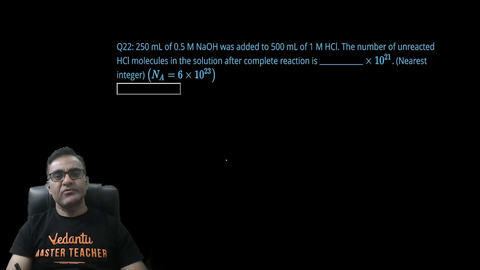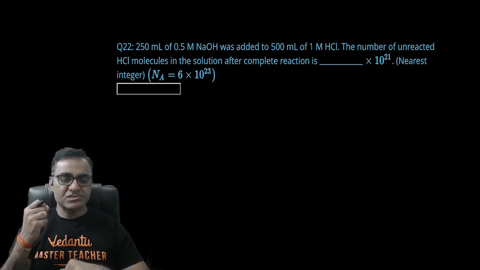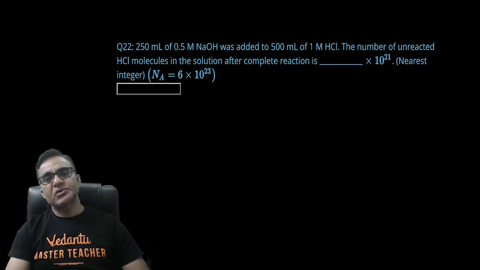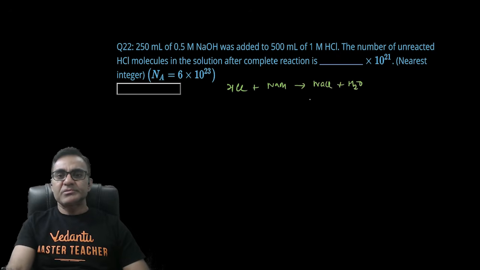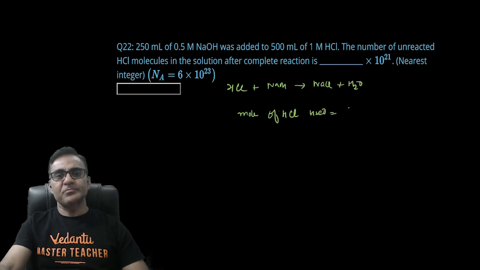250 ml of 0.5 molar NaOH are added to 500 ml 1 molar HCl. Number of unreacted HCl molecules in the solution after complete reaction is? That means you have to find how many HCl molecules are left after complete reaction. Okay. When HCl and NaOH react, the reaction will be like this: NaCl plus water. That means as many moles or millimoles of HCl as you add, that many moles of NaOH will be used.